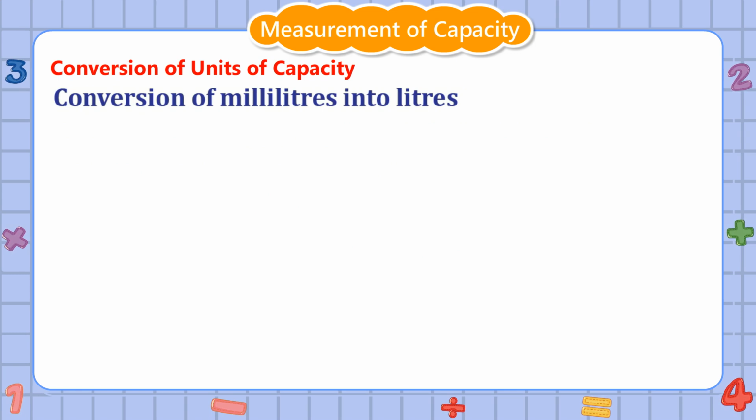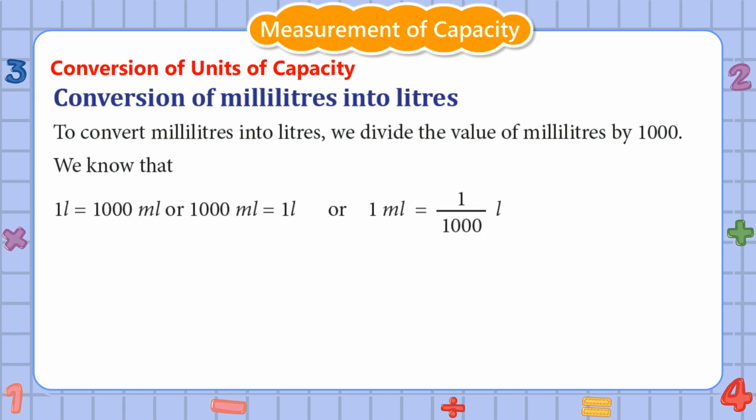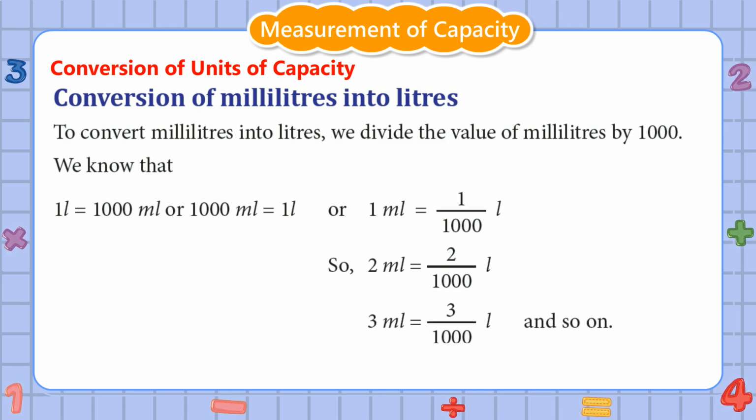Conversion of milliliters into liters. To convert milliliters into liters, we divide the value of milliliters by 1000. We know that 1 liter is equal to 1000 milliliters, or 1000 milliliters is equal to 1 liter, or 1 milliliter is equal to 1 by 1000 liter. So, 2 milliliters is equal to 2 by 1000 liter. 3 milliliters is equal to 3 by 1000 liter, and so on.